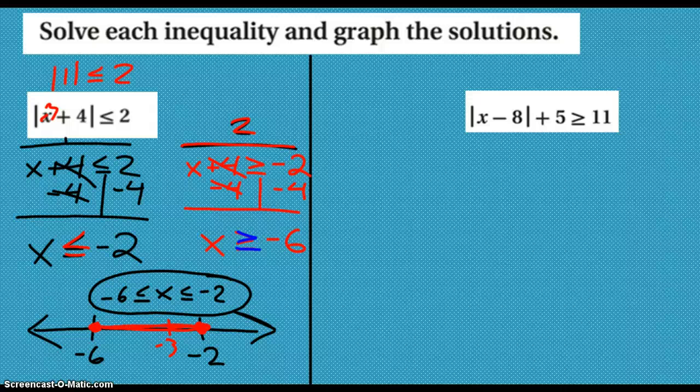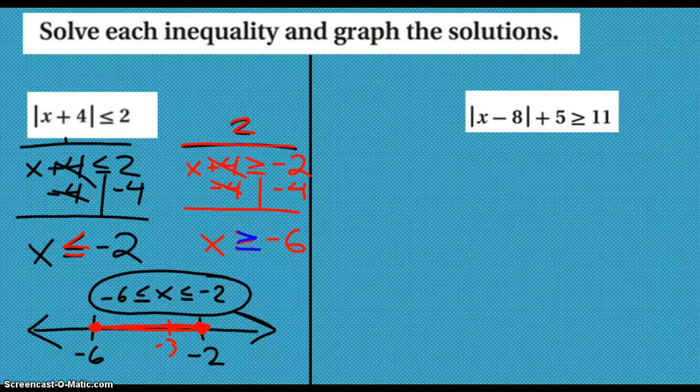Now, 0, you'll notice, is not a part of our solution. That's somewhere over here. If I were to put 0 in, this shouldn't make sense. So if I put 0 in for x, 0 plus 4 is 4, and the absolute value of 4 is 4, but 4 is not less than or equal to 2, and it shouldn't make sense because it's not part of our solution. So that's just a quick thing you can do to check that.